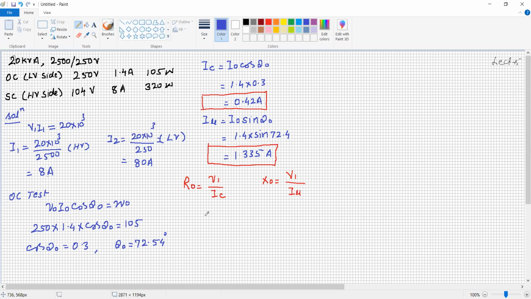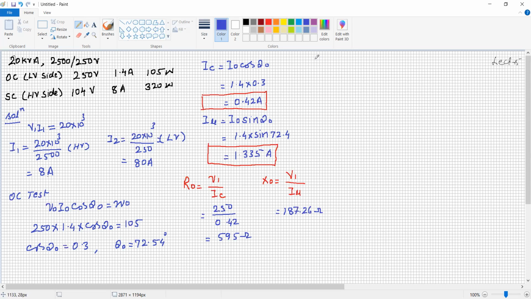The value is 250 divided by 0.42, which gives R0 equal to 595 ohm, and similarly X0 is equal to 187.26 ohm. So these two parameters, the shunt parameters, are ready.